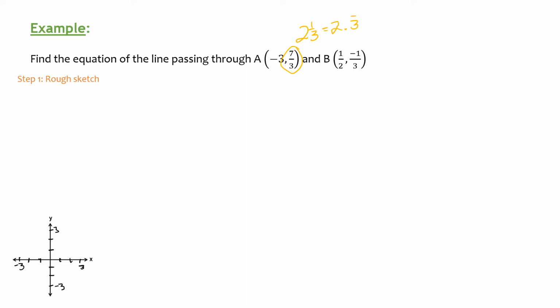So first I go negative 3 along my x-axis to negative 3, and then I'm going to go up 2.3 roughly. Total rough sketch here, right? Nobody's holding me to this.